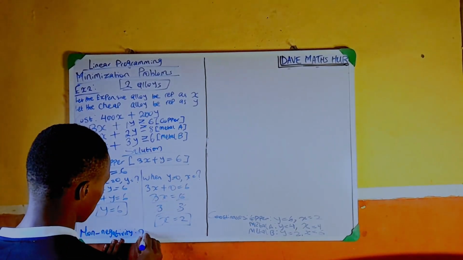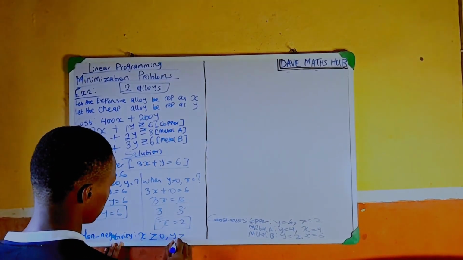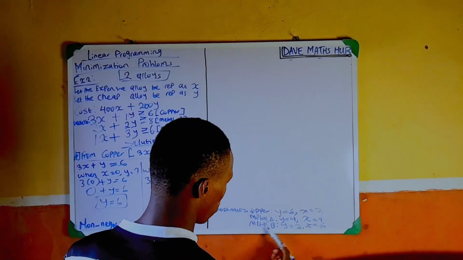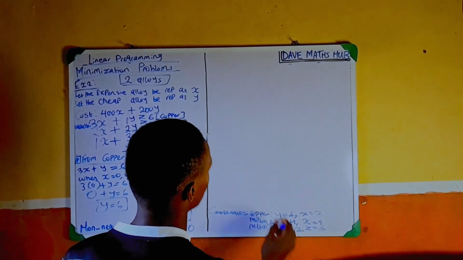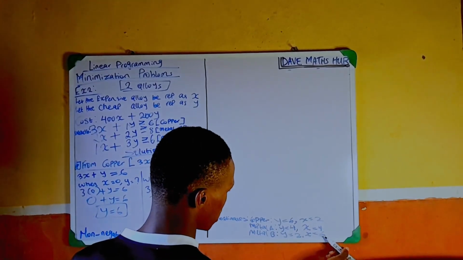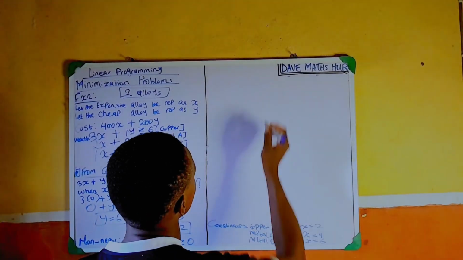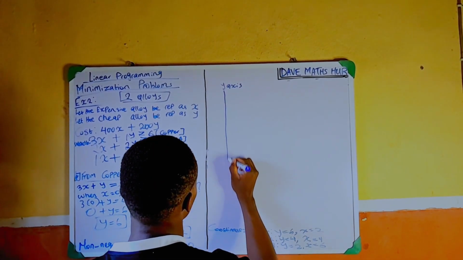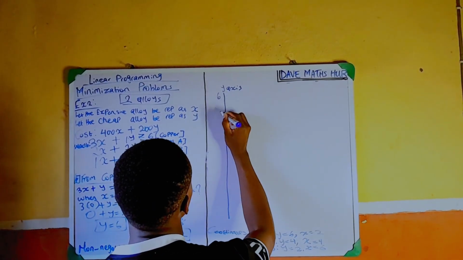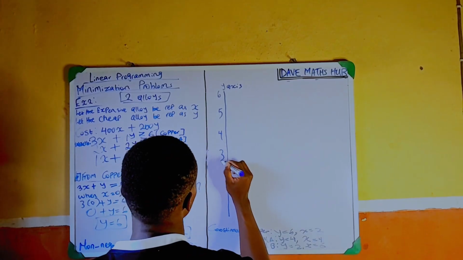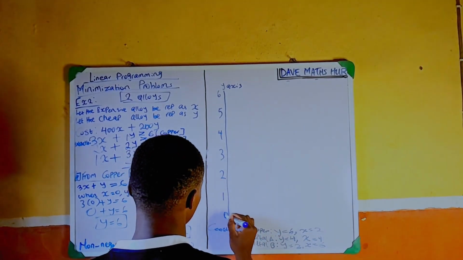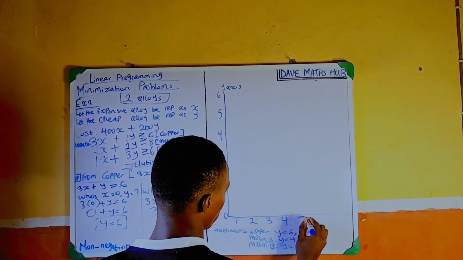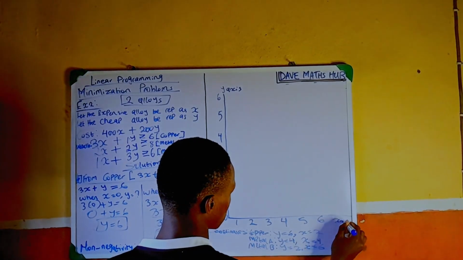Non-negativity remains the same, where x is greater than or equal to 0, y is greater than or equal to 0. So, given this, we have copper 6, metal A 4, and 2. The highest for y will be 6, then the highest for x also is 6. No negativity. So, we can come this way. Y-axis: 6, 5, 4, 3, 2, 1, 0. Then 1, 2, 3, 4, 5, 6 on the x-axis.